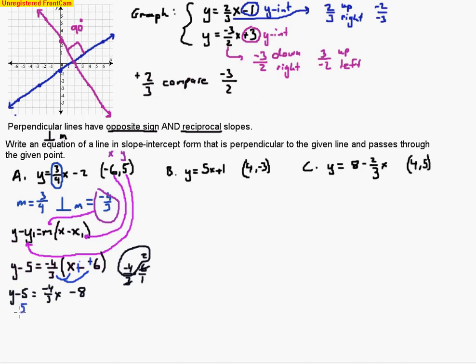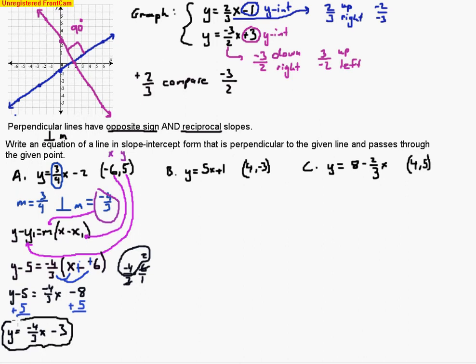I'm going to do an opposite operation here. I'm going to add 5 to both sides. So when I do that, I'm now left with y equals, and then I've got my negative 4/3 x, and then minus 3. So there's my answer. So go ahead and box that or put it in the answer column.